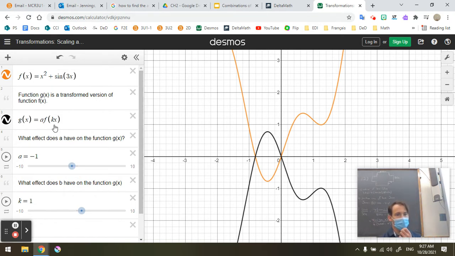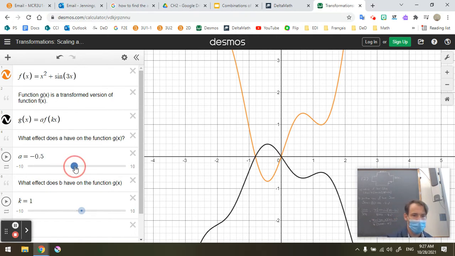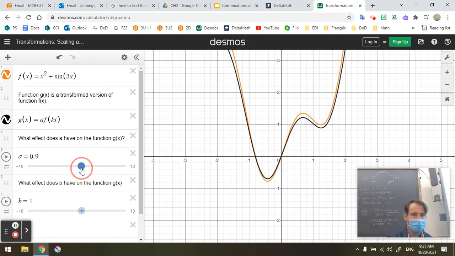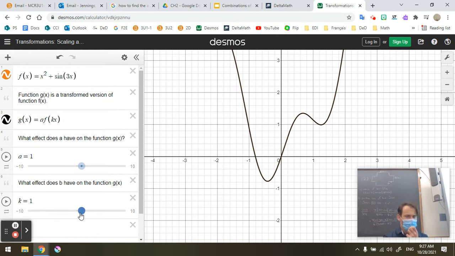Good. So now let's take a look at k. So I'm going to make a equal to 1 so that we don't have to worry about the role of a in these transformations. When a became bigger, it became stretched vertically. What happens when k becomes bigger? Also, Jacob. Is it going to stretch horizontally as I make k bigger?